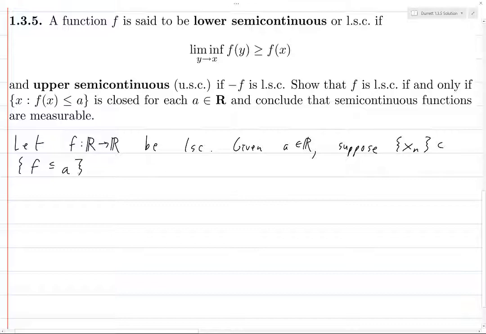Okay, so what we're doing is we're proving that this is a closed set, so we've got to prove that this set contains all of its limit points. So suppose this is a subset here, and suppose that these x_n's converge to some x. So we must show that x is contained in this set.